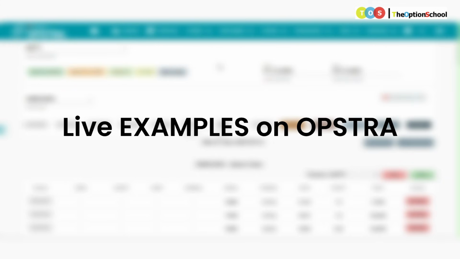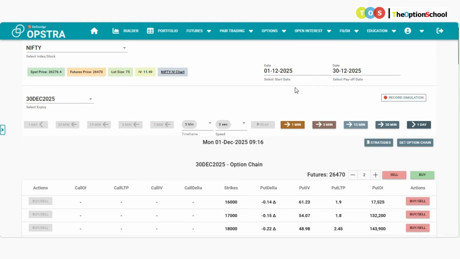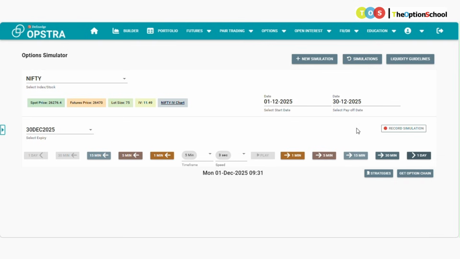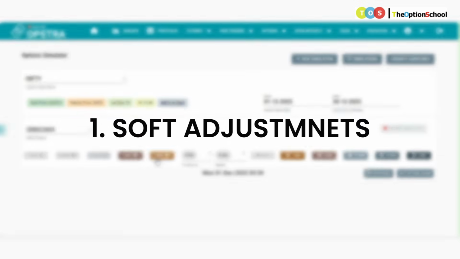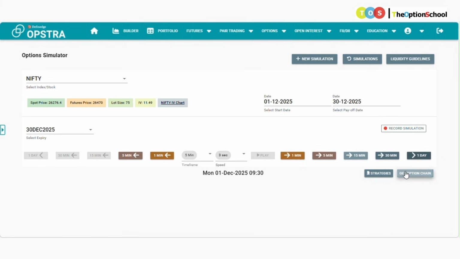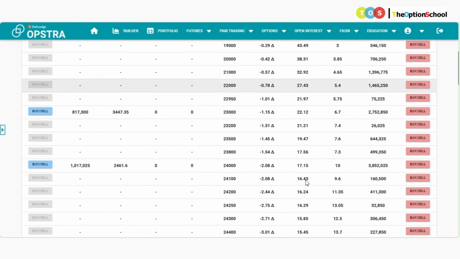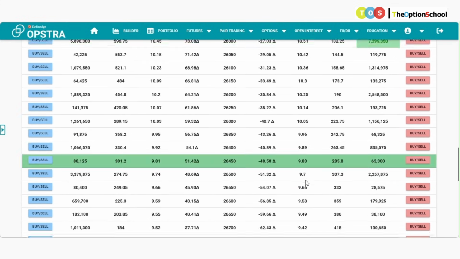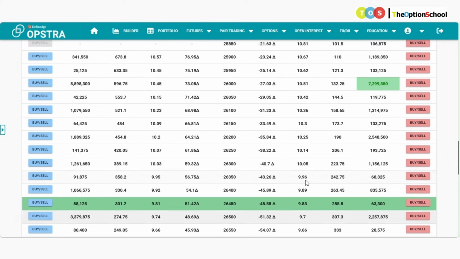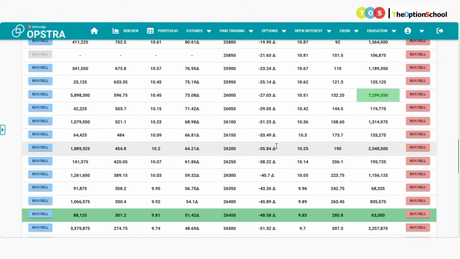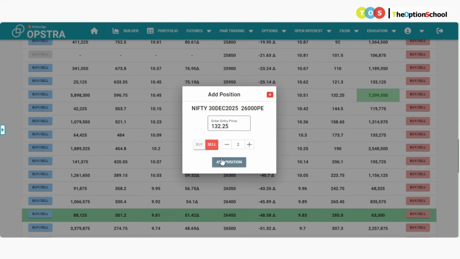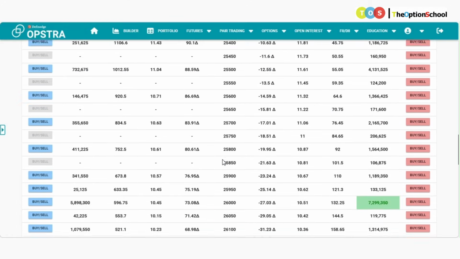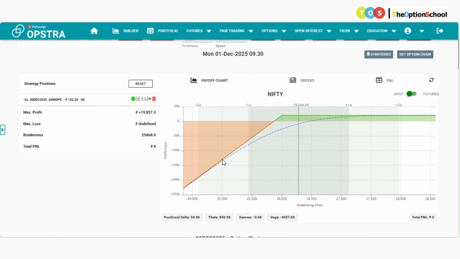We take you to Opstra. Now we are on 1st December, and let us say we are trying to make some trades, and first we will see what the soft adjustments are. On 1st of December at 9:30, let's say a trader is bullish. So he has sold some puts. Let's say the market is at 26,450. He has gone slightly out of the money and sold 26,000 puts, two lots, thinking that the market will go up and he will make easy money, decent returns, 19,000 rupees in two lots only.